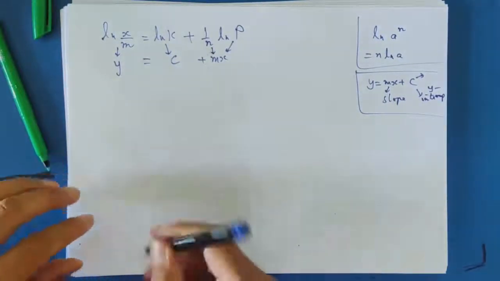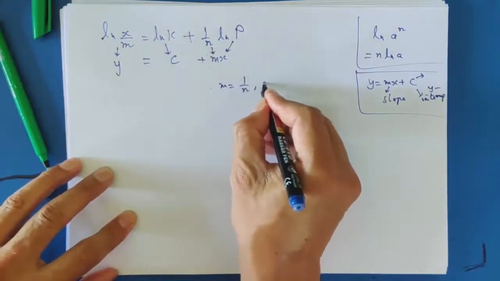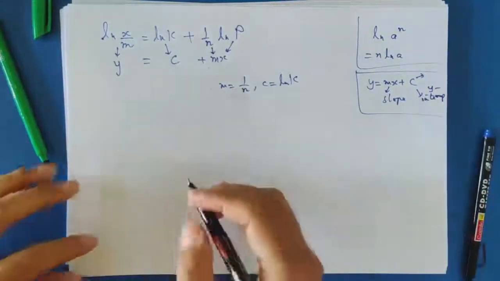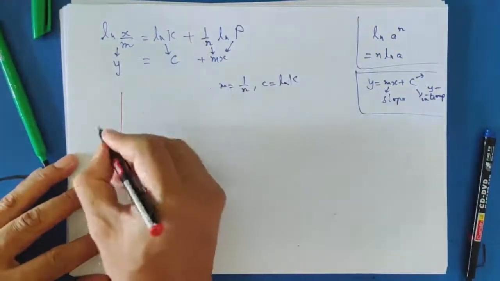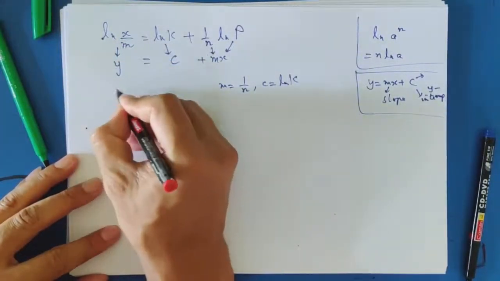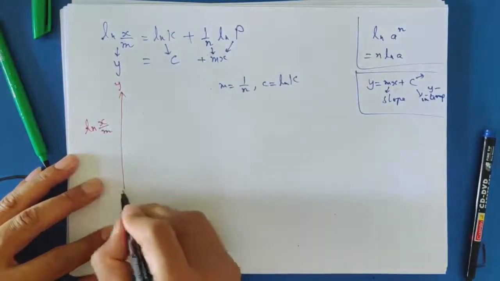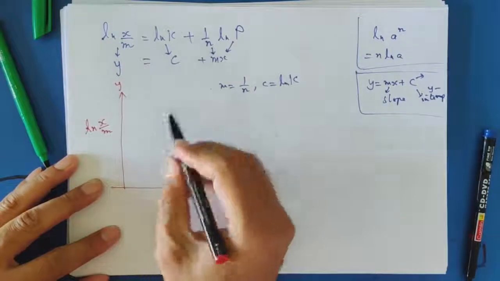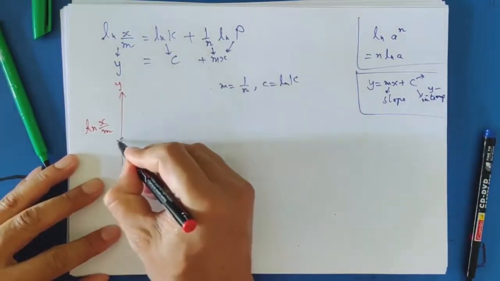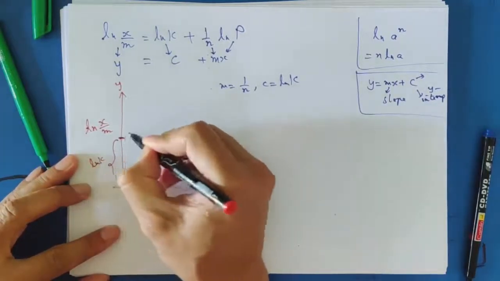Now draw the graph. What is my m? The slope is 1 by n. C is ln k. Suppose you draw a graph here. The y-axis is ln of x by m. Suppose this is your y-intercept. What is the value? This is ln k.